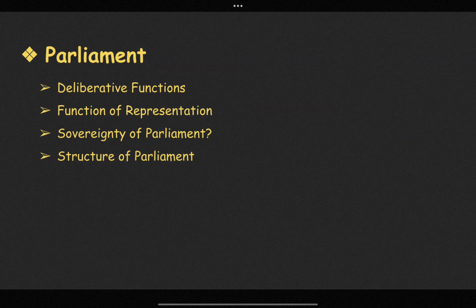Now we are going to discuss the deliberative function. First is to make laws for the smooth administration of the country and to discuss the issues of national importance. It provides a platform to the opposition to scrutinize the policies of the government. It puts a check on the government, including a financial check.